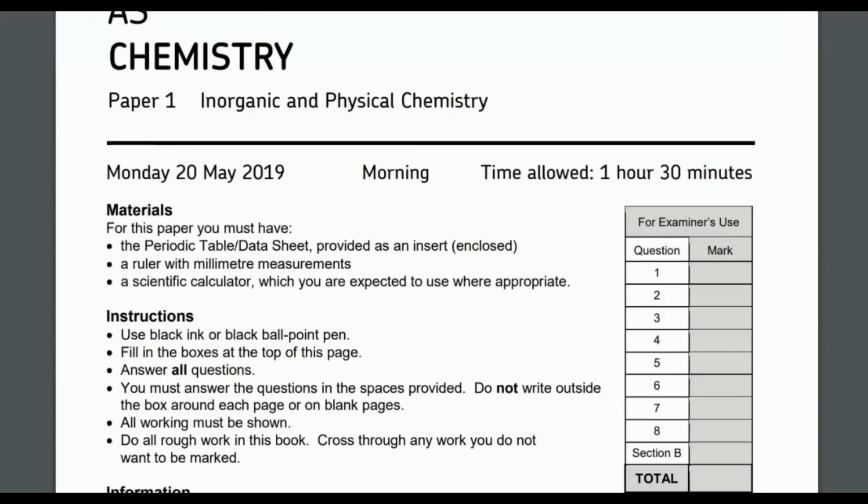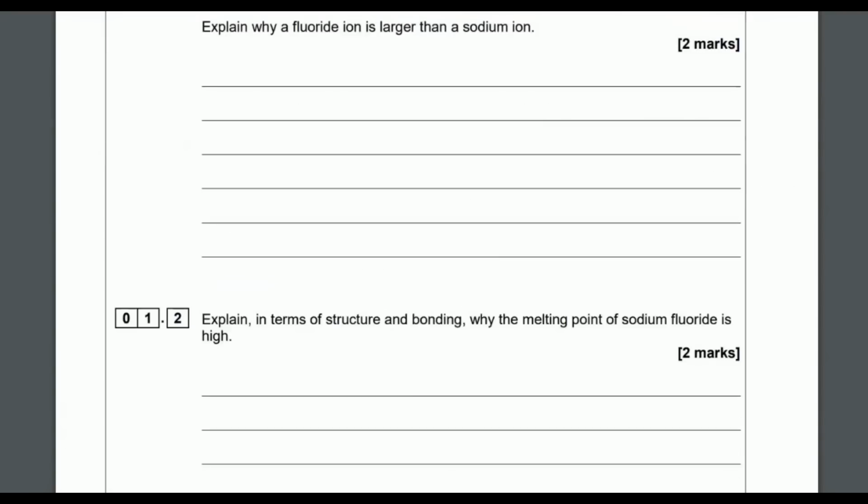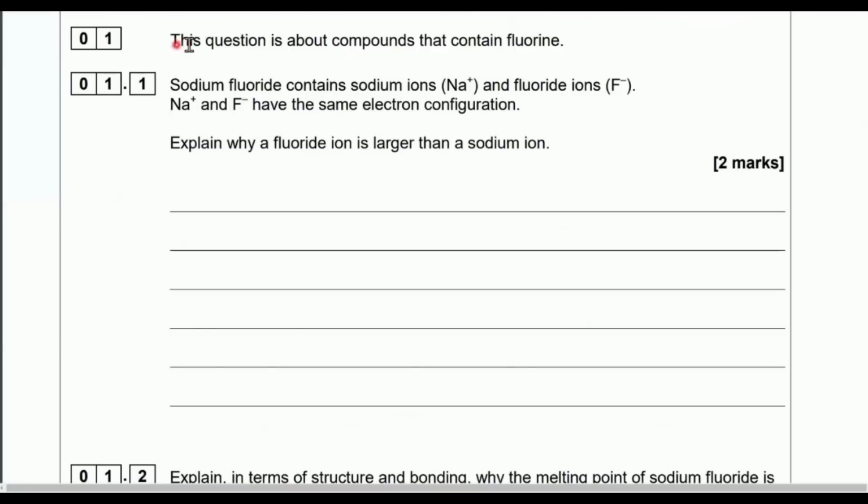AS Chemistry 2019, Paper 1, Inorganic and Physical Chemistry. It takes about an hour and a half to do one of these. This is made up of 8 questions and a Section B multiple choice question paper. Let's get into it.